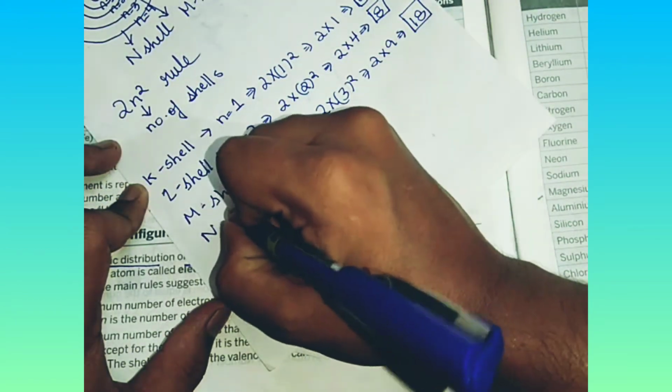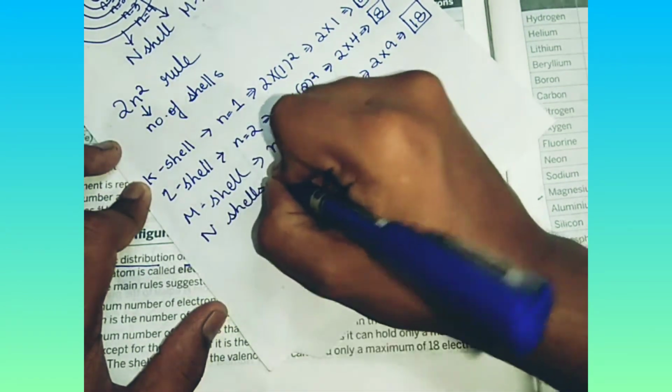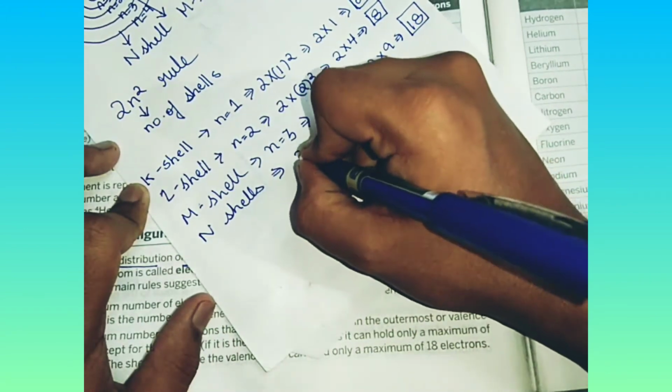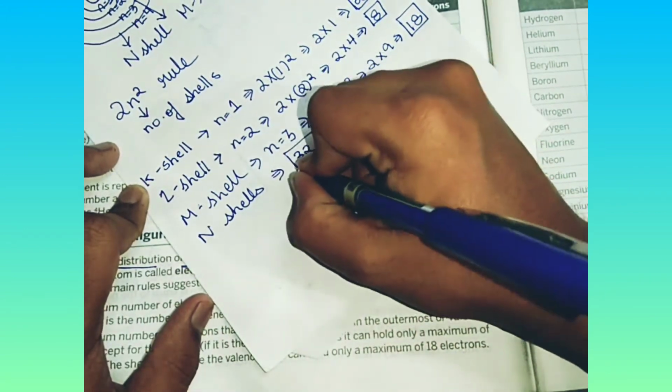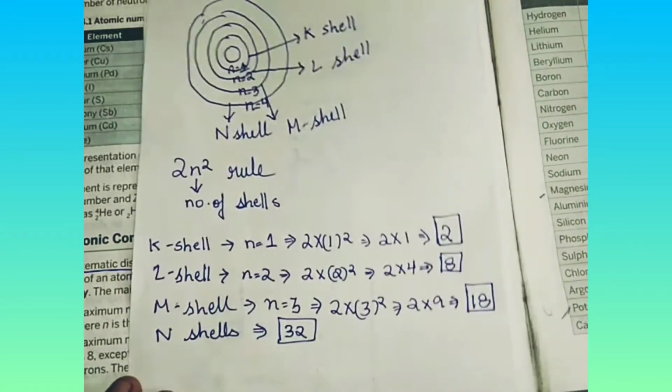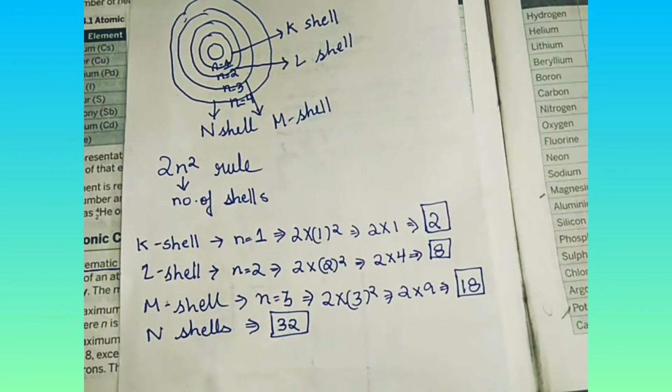Then the N shell, if you calculate, will come to 32. So the maximum number will be 32. I hope you all have understood what the 2n square rule is and how we are going to place the electrons in different shells.